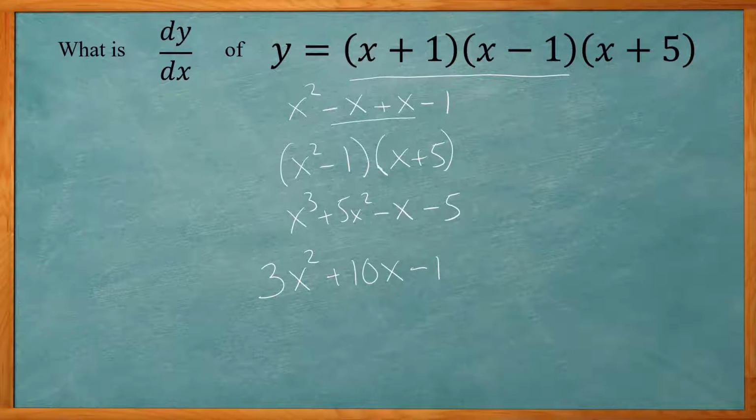the 1 comes out front. And then the exponent goes from 1 to 0, which is going to be 1. X to the 0 power is 1. And then the derivative of negative 5 is just going to be 0. So our derivative is going to be 3x squared plus 10x minus 1.